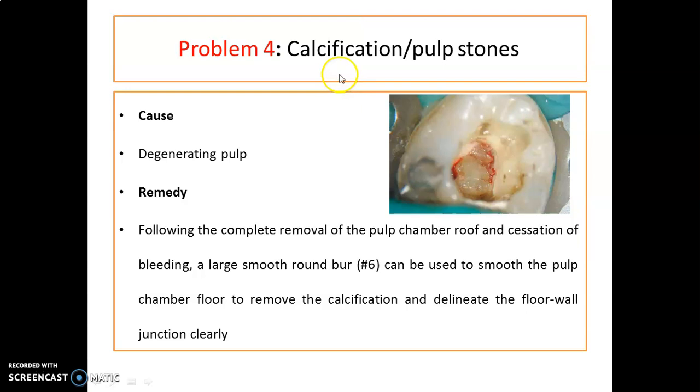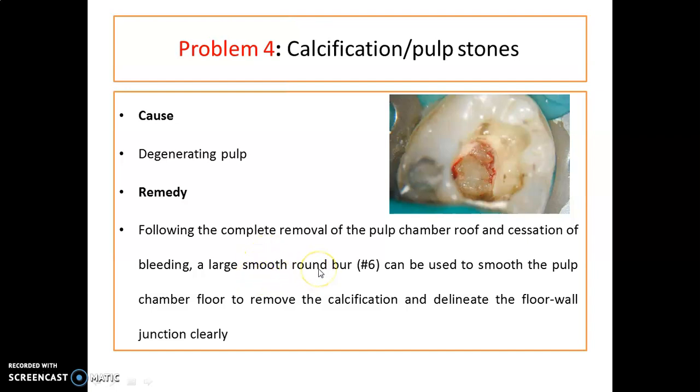Now problem number 5 is calcification or pulp stones. Mostly in chronic cases or long-standing trauma cases, you can see a calcified pulp canal or visible pulp stones. Why? It indicates degeneration of the pulp. How would you solve that? You can completely remove the pulp chamber roof and first achieve cessation of bleeding.